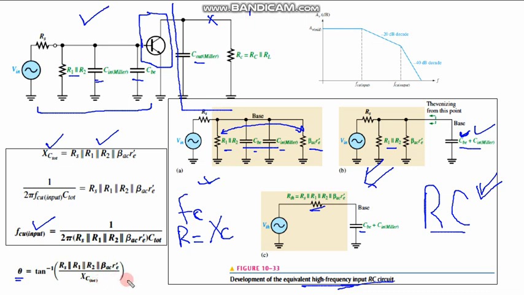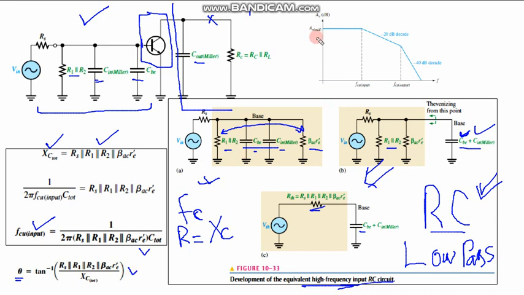Now remember, this one is different from the low frequency phase shift, because the RC over here is different from the lower frequency. Over here, this is a low pass RC circuit. Remember, this is a low pass RC circuit, right? And for low frequency, it was a high pass RC circuit. Anyhow, this is the critical frequency equation, and this is the phase shift.